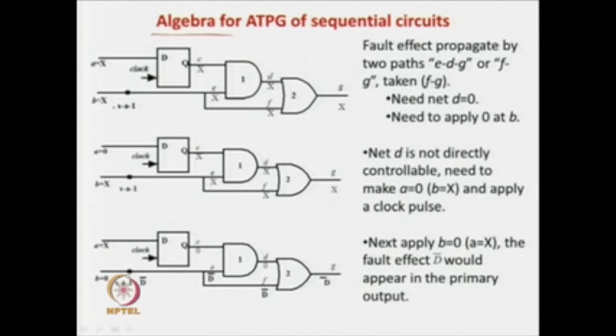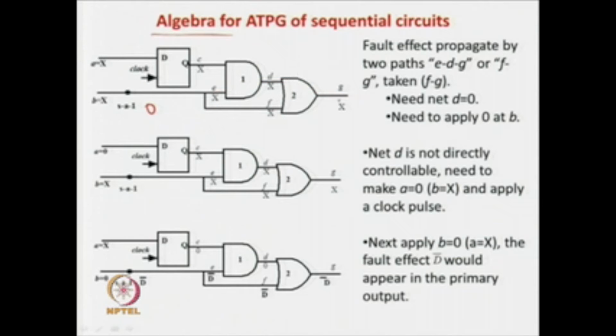So, there is a stuck at 1 fault, obviously stuck at 1 fault over here. There is a stuck at 1 fault over here. So, a stuck at 1 fault here means you have to apply a 0 over here. So, now there are 2 paths. One path is this, the fault can be propagated here, and the other path can be here. So, there are 2 paths here.